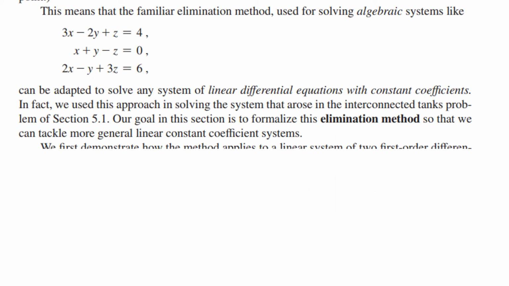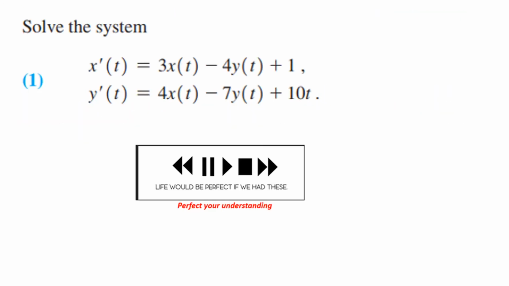Okay, now what we're going to be about is using the familiar elimination method for solving these things. So we're going to be working to get x by itself, y by itself, and z by itself. That's called the elimination method. So here is, finally then, a problem I would like for you to give a go. There are two equations and two unknowns. So x prime is equal to 3x minus 4y plus 1, and y prime is 4x minus 7y plus 10t.